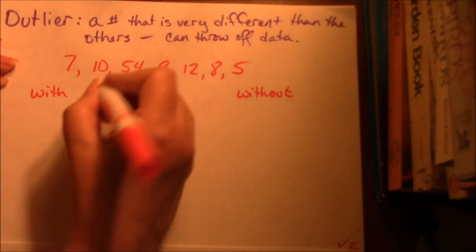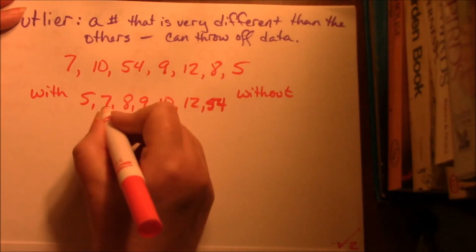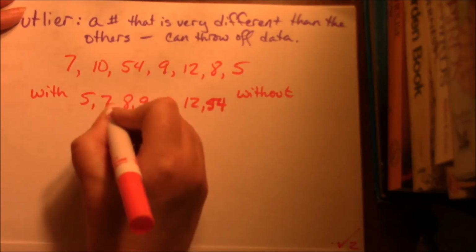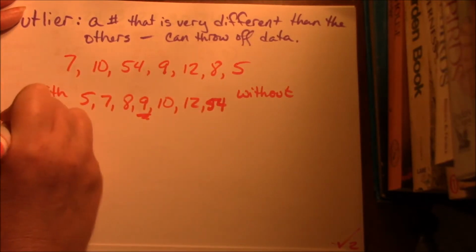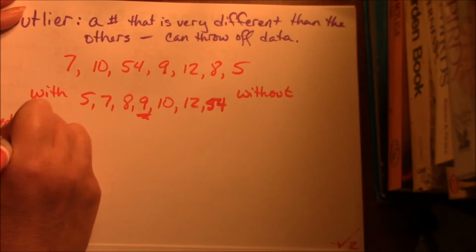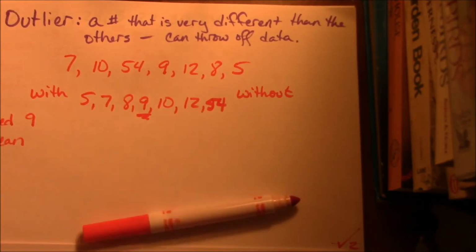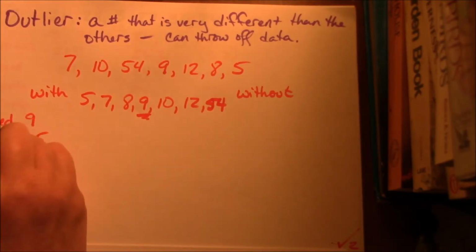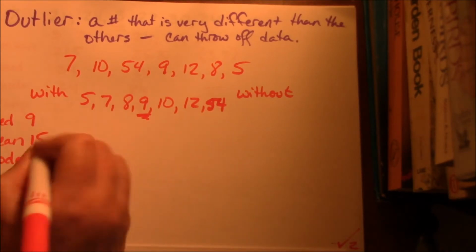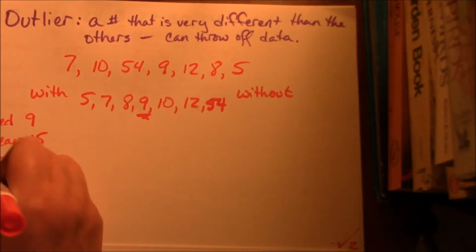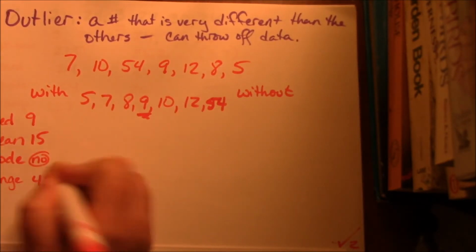So first we're going to put them in order. With the outlier, we're going to do the whole thing. 1, 2, 3, 4, 5, 6, 7. So the middle number is the 4th number. So the median is 9, and the mean is these numbers added together divided by 7, which is 15. The mode is the number that occurs most often, and this one has no mode. And then the range is going to be 54 minus 5, which is 49.